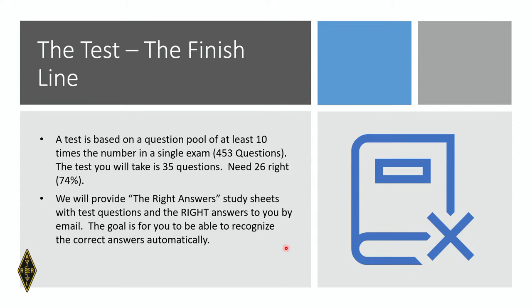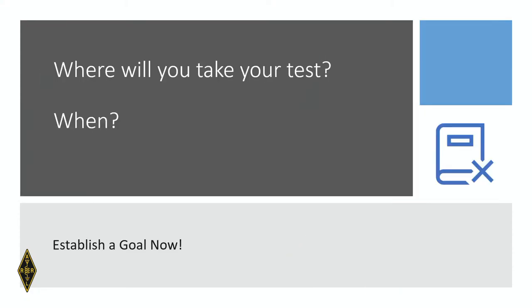And we're also going to provide you with something I call the Right Answers Study Guide, which goes chapter by chapter and gives you just the test question and just the right answer. Some people like to study this way. And so we're going to provide that to you, whatever works for you. But like I say, we're going to end up in May, so be thinking now where you're going to take your test and when. And if you have a definite goal in mind, then that will help motivate you.